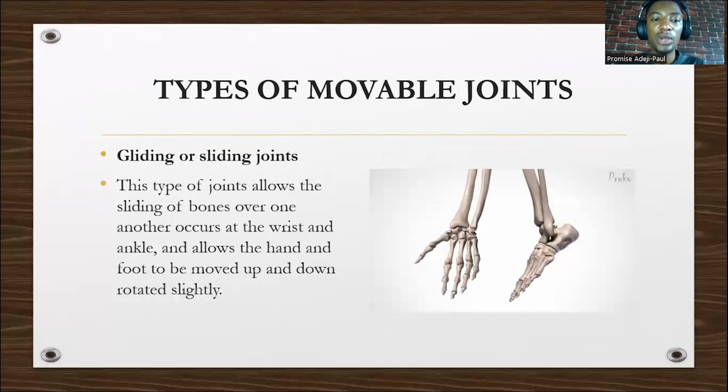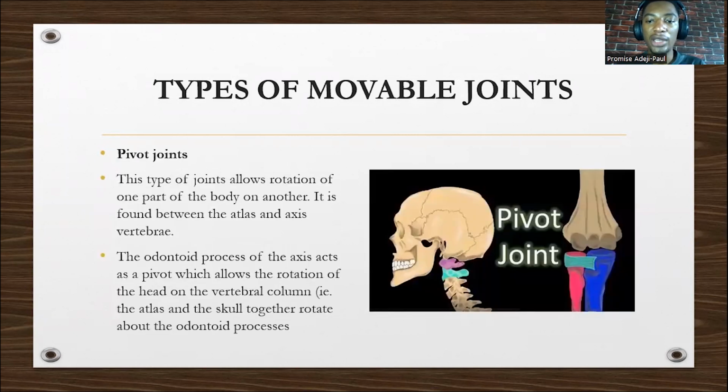So what about gliding or sliding joints? This type of joint allows for the sliding of bones over one another. It is found in the wrist, in the ankle, and other parts of the body. So we call it a gliding or sliding joint.